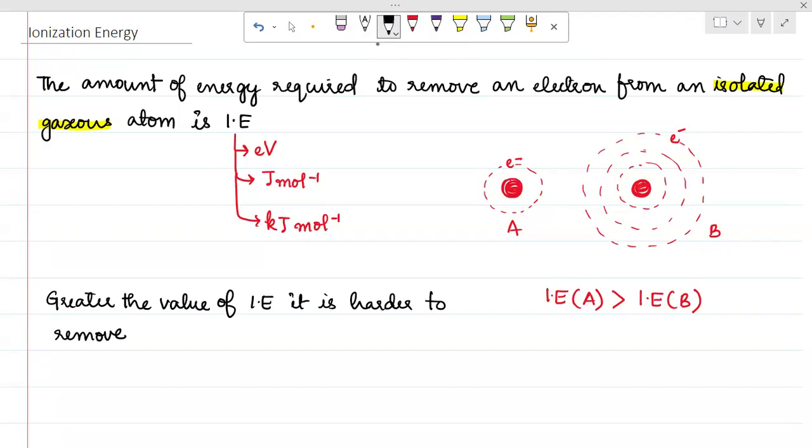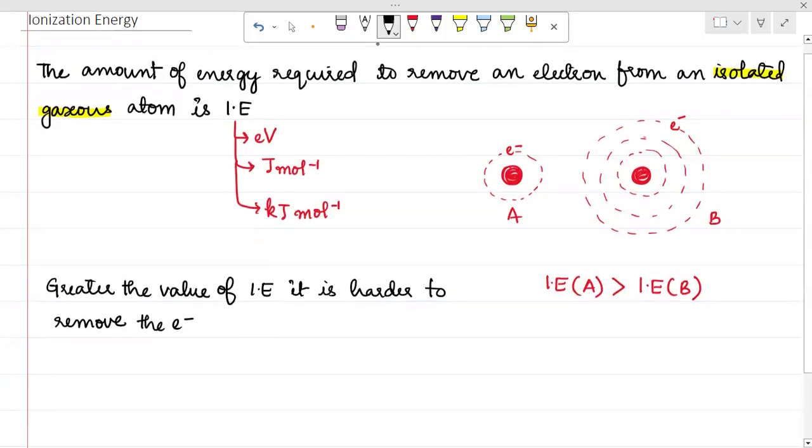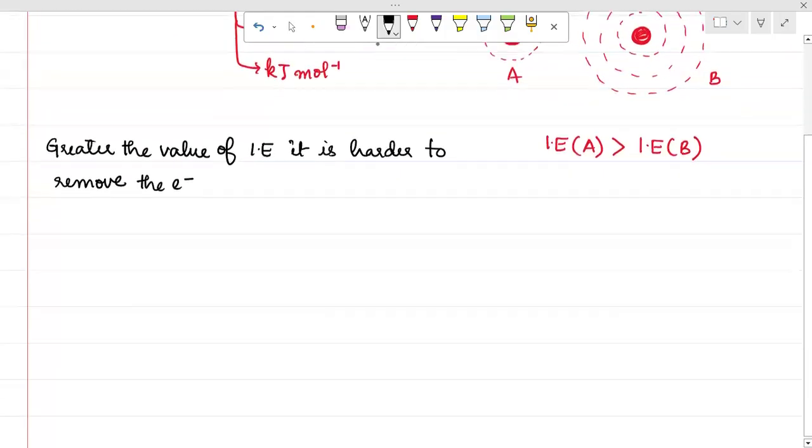Always remember, the electron which will be removed will of course be the outermost electron, because that is the one which is feeling the least effective nuclear charge. You have to give some amount of energy to remove the electron. Based on this, you will get questions on first ionization energy, second ionization energy, third ionization energy. What does that mean?